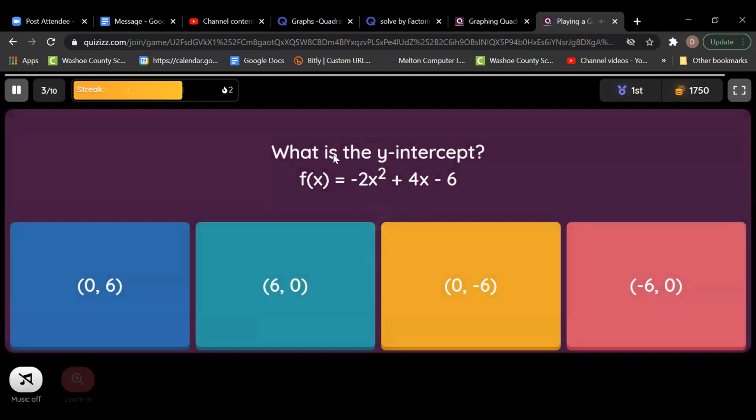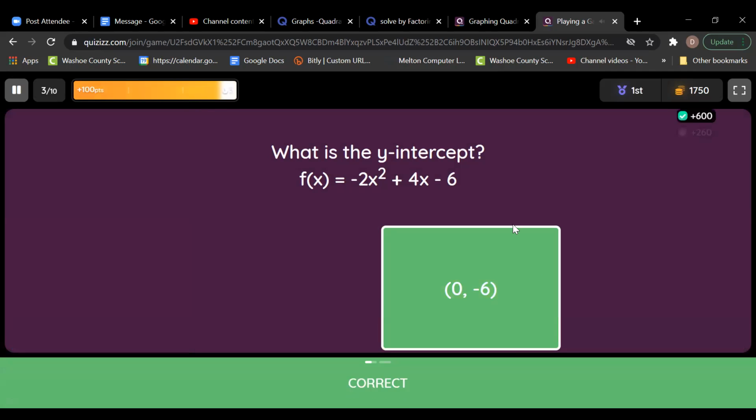All right, so then here it's asking what is the y-intercept. So the y-intercept is when you set every x equal to 0. So that becomes a 0, that becomes a 0. Anything times 0 is a 0. So what's left? Negative 6. So x equals 0, y equals negative 6. Which one does that look like?